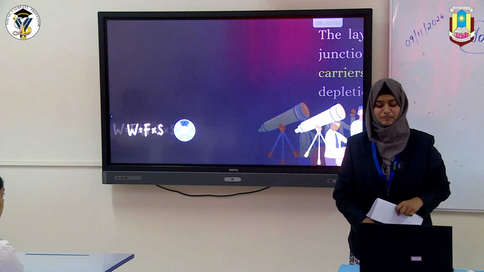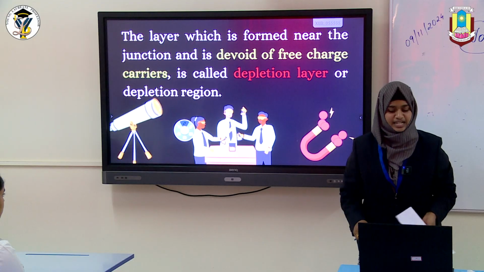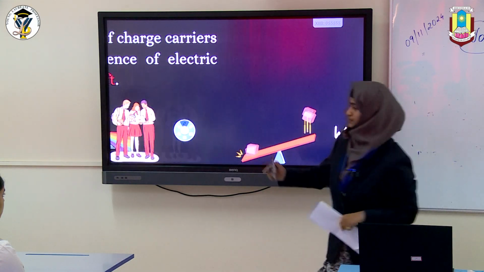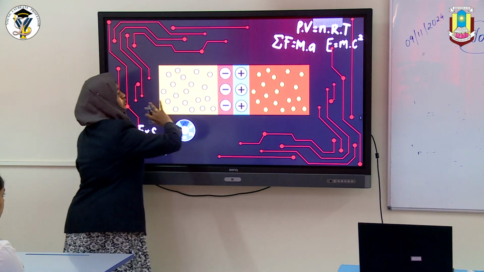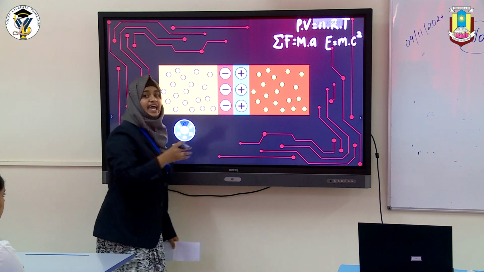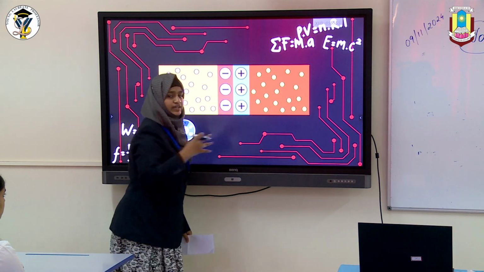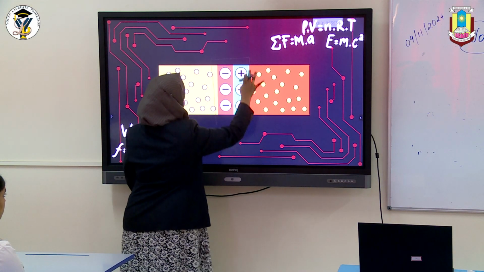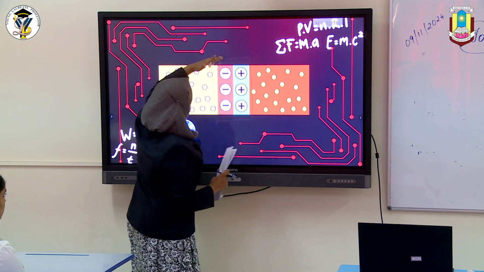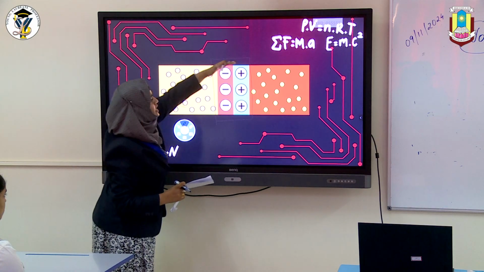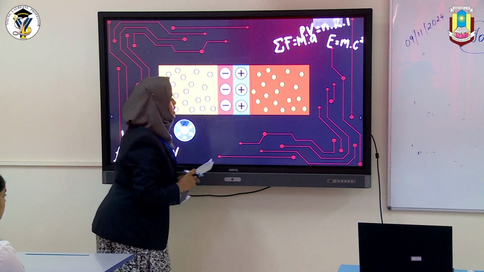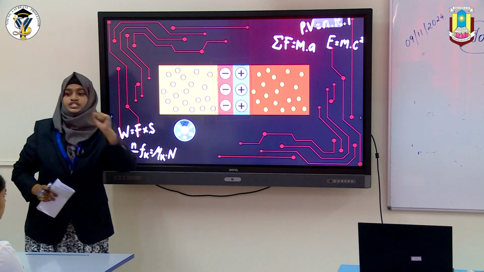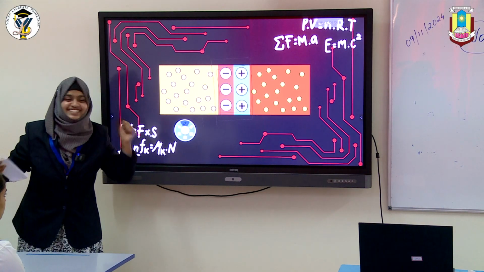What is a depletion layer? The layer which is formed near the junction and is devoid of free charge carriers is called depletion layer or depletion region. Let me show you. So here, loss of holes, excessive negative charge. Here loss of electrons, excessive positive charge. So at this particular junction, you can see that there is excessive negative charge in the region of p-type and excessive positive charge in the region of n-type. So this particular layer is termed as depletion layer, where the neutral charge is 0.